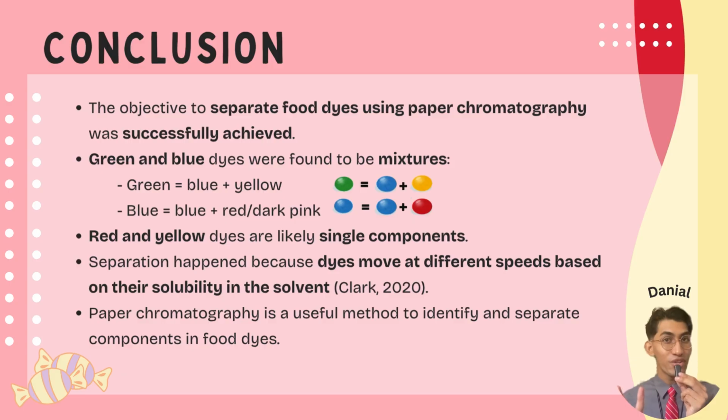So how about the other two colors? We can see that the other two colors, which are red and yellow, are found to be a single component because there is no color separation on the paper chromatography. Separation happens because dyes move at different speeds based on their solubility in the solvent (Clark, 2020). Lastly, paper chromatography is a useful method to identify and separate components in food dye.